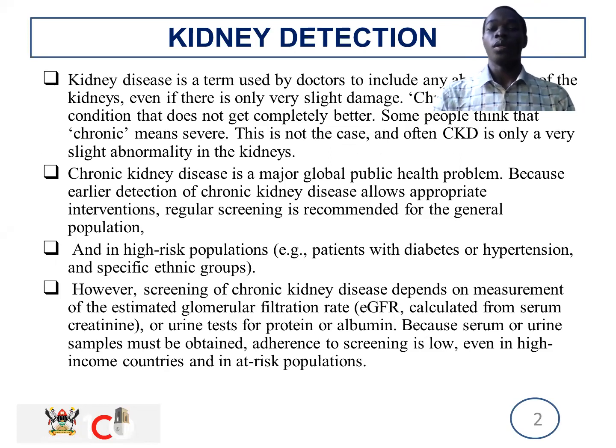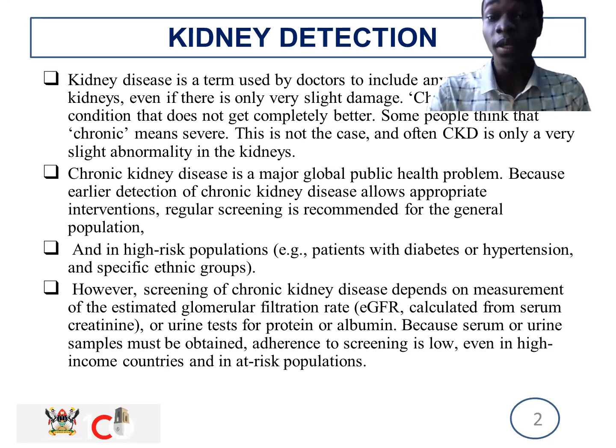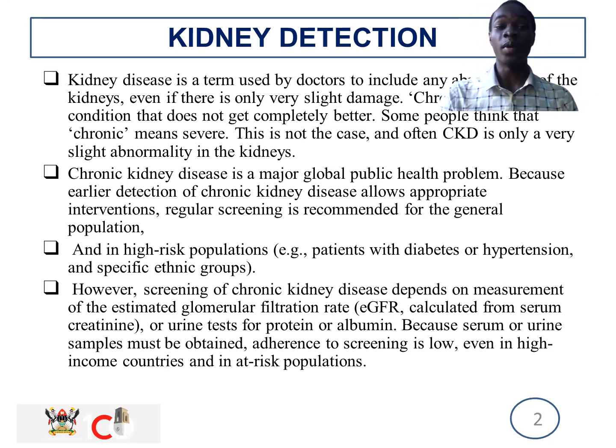Chronic is a condition that doesn't get completely better. Some people think that chronic means severe. This is not the case, but often chronic kidney disease is only a slight abnormality in the kidney. Chronic disease is a major global health problem because earlier detection of chronic disease allows appropriate intervention, regular screening, and more.